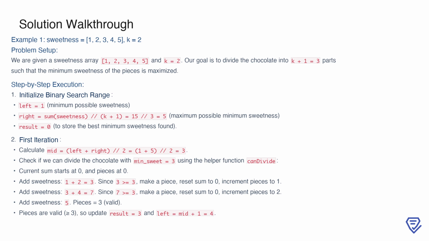In the first iteration, we calculate the midpoint of the range, which is 3, and check if dividing the chocolate with a minimum sweetness of 3 is valid. Using the canDivide function, we add elements until the current sum reaches or exceeds 3, then make a piece and reset the sum. By the end, we can form 3 valid pieces. Since this is valid, we update the result to 3 and adjust the range to explore higher minimum sweetness values by setting left to mid plus 1, which is 4.